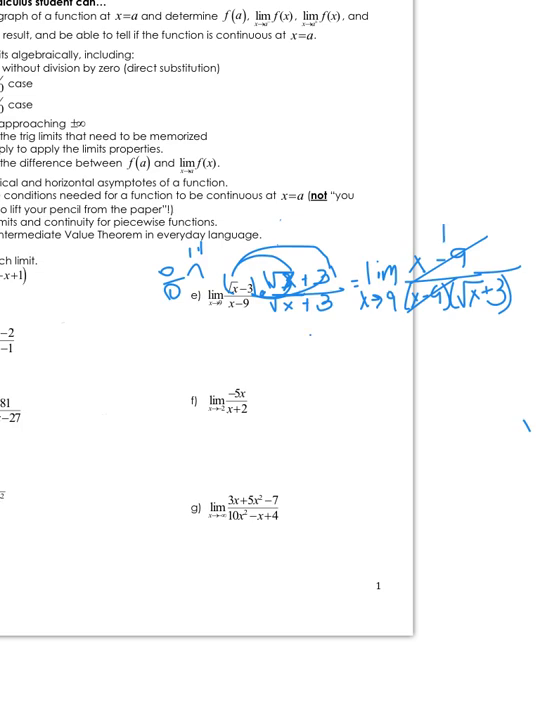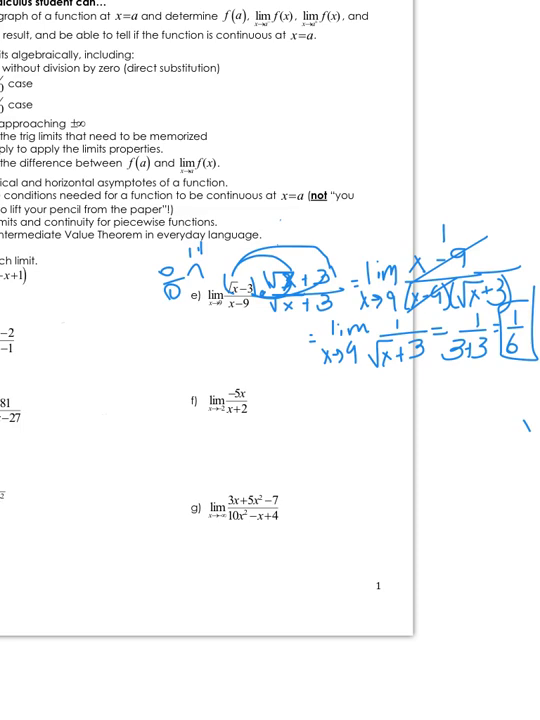So now I'm going to have the limit of 1 over the square root of x plus 3 as x approaches 9. I should be able to plug the 9 in now and get an answer. So square root of 9 is 3 plus 3, so that's 1 over 6. So my answer is 1 over 6.